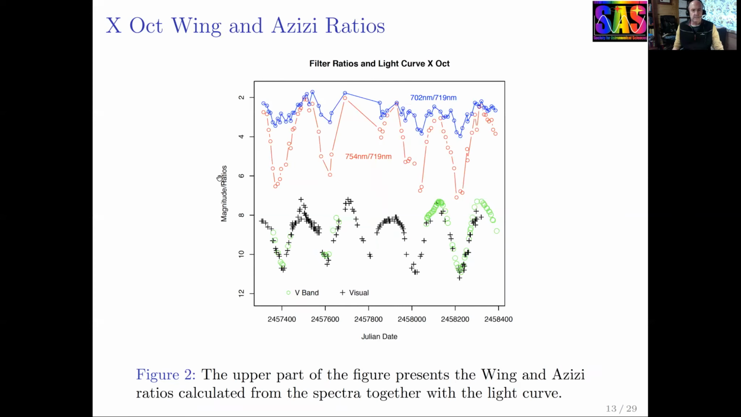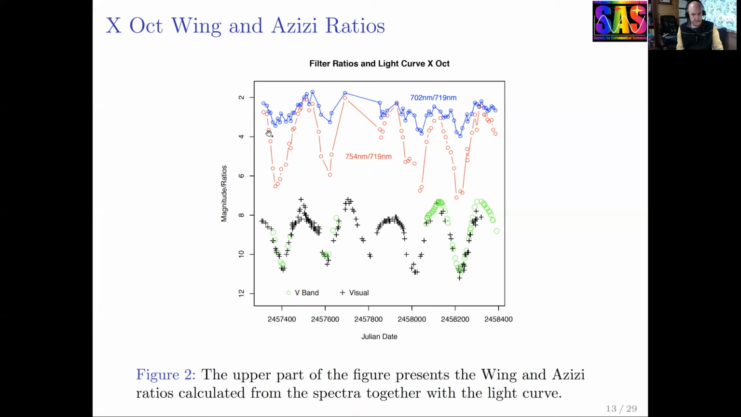This graph presents the light curve of X Octantis while we were observing it, including both visual and V-band photometric observations. Up here in blue we have what we call the ZZ ratio: the titanium oxide line at 719 nanometers measured against a continuum point at 702. The red one is the wing ratio, which is the same titanium oxide line against the 754, 756 nanometer continuum point.